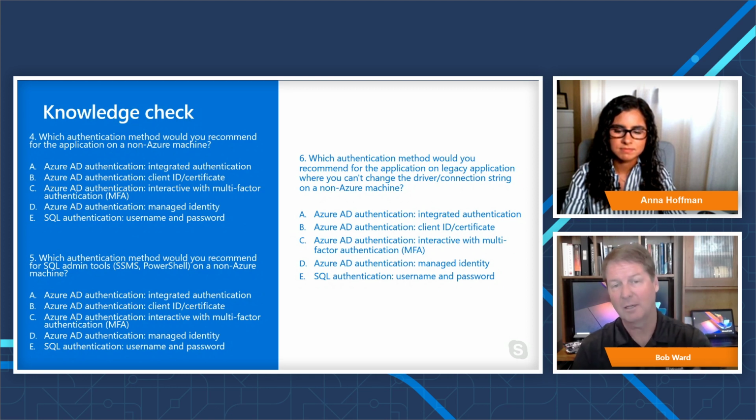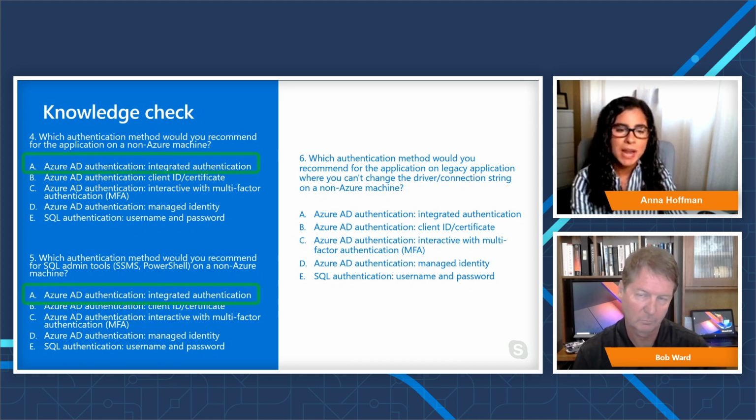What I would say to the customer is, are these domain joined machines? And they're like, yeah. And I'm like, okay, I pick A for both because I don't change the app. It's already set up to do integrated security. You know what I'm saying? You normally have the app, or you can use SSMS in that manner, and I'm already domain joined. So I would probably pick A in both 4 and 5.